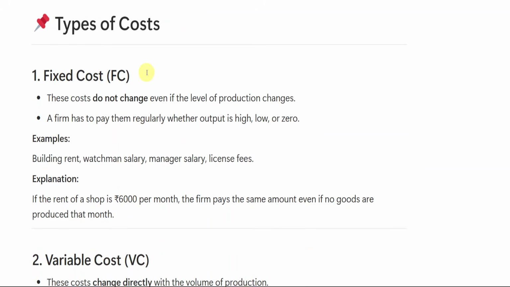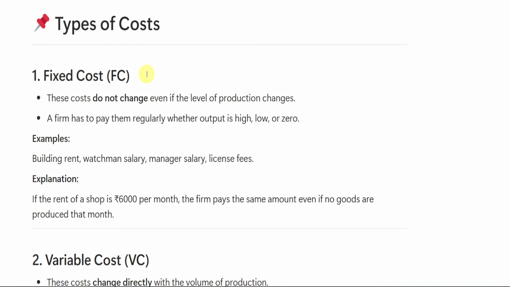So first one is fixed cost. Fixed cost means the cost that does not change even if we produce more or less. I think you people have come across this word previously also, right? See, when it is rent of a shop, or manager's salary, or license fees or insurance or rent of the building, these are all fixed cost. It will not increase or decrease when we are producing more or less.